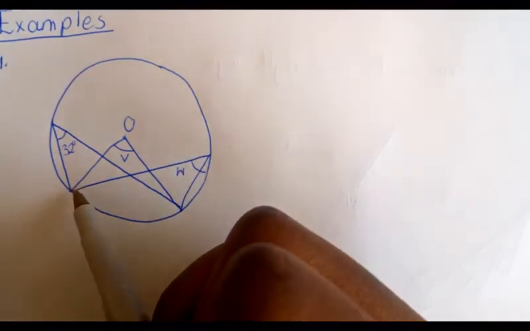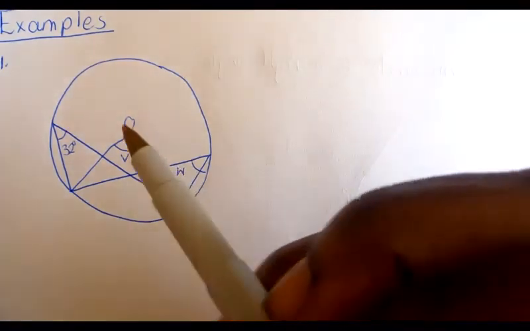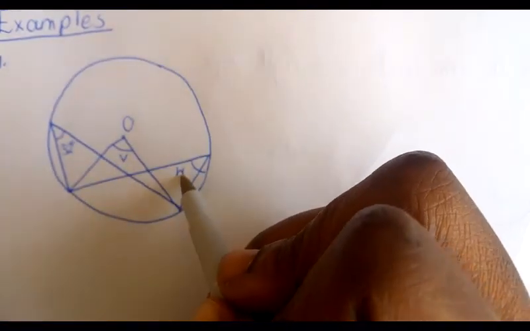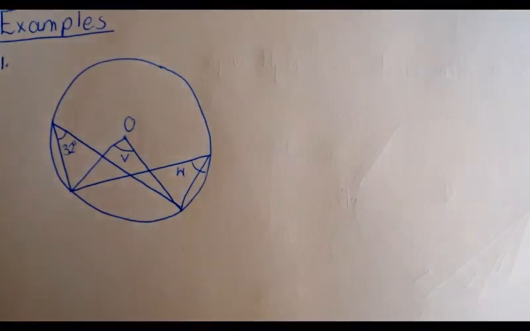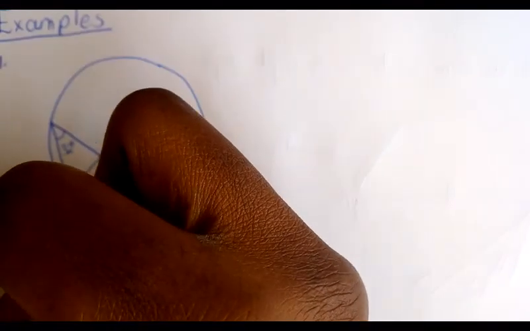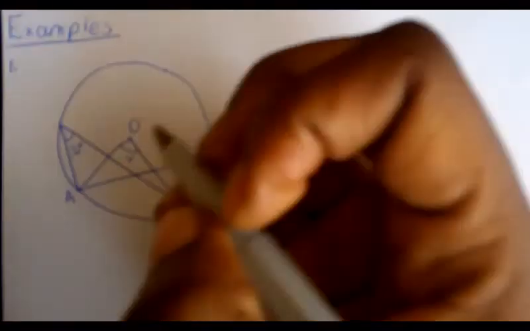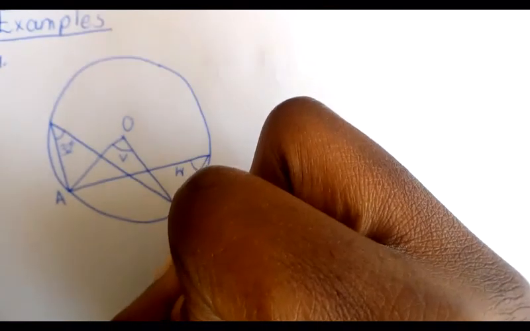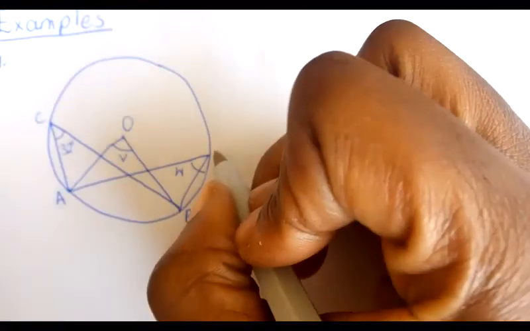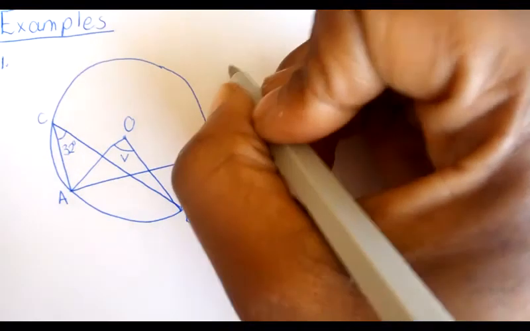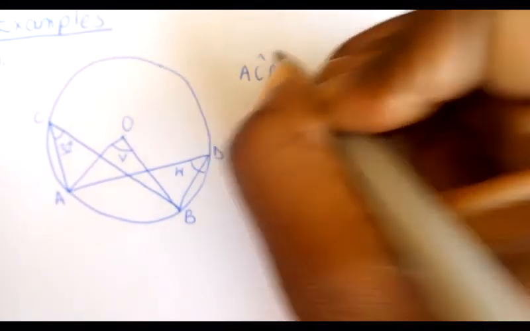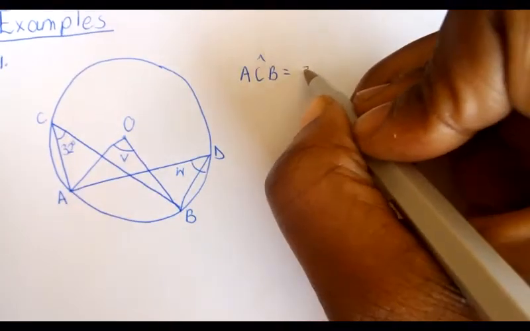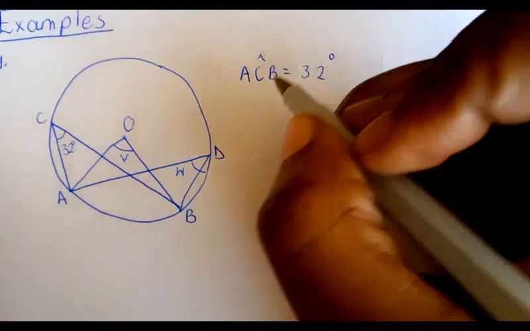Example 1. Given this, you are told that you should find angle V and angle W. This is quite easy. The first step that we should take is to name our points on the circumference of the same circle. We can name this A and we can name this B. We can name this C and this D. And at the moment we have angle ACB, which is equal to 32 degrees.